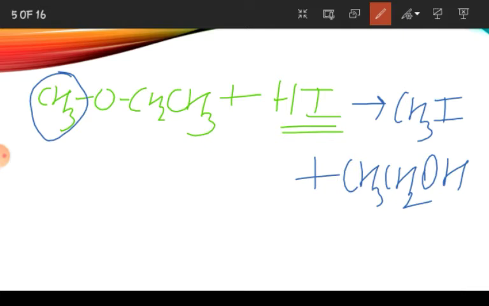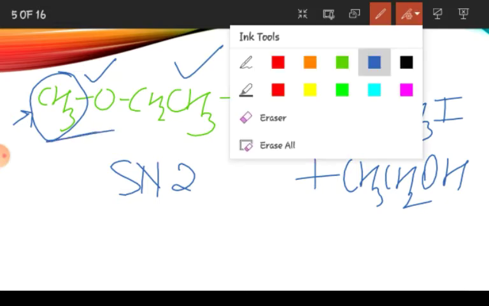Now why is this so? Because it will follow the SN2 mechanism and there will be backside attack of the nucleophile on the carbon atom which is less sterically hindered. So this will form the halide part. Now let us see another example. This example is given in NCERT, and the next example is also given in NCERT.